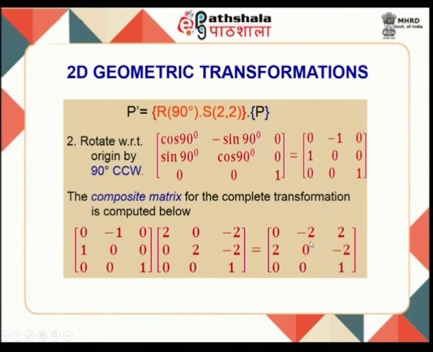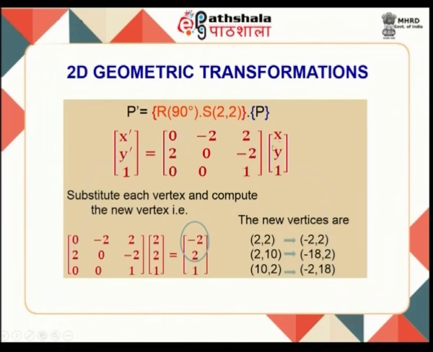So, do not do anything to the triangle, just get the composite matrix, and the next step is to take each vertex of the triangle, multiply with the composite matrix, and get the new vertex. Take each vertex one by one. There are 3 vertices. Take the first vertex, say (2,2), and you get (minus 2, 2). The second is (2,10); multiply (2, 10, 1) with the composite matrix, and you get (minus 18, 2). Take the third vertex (10,2) and multiply with the composite matrix, and you get the new vertex (minus 2, 18). So, this is how you should be solving problems.